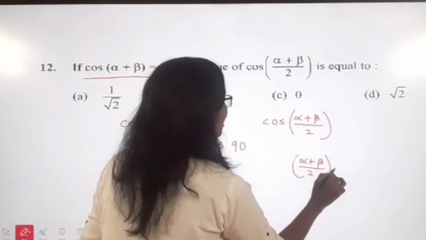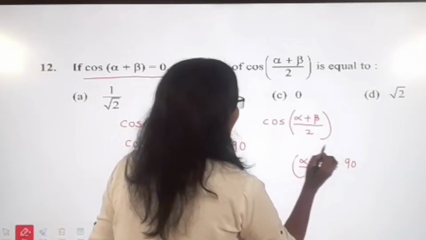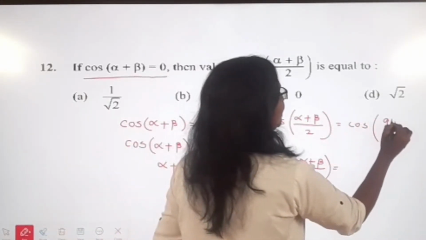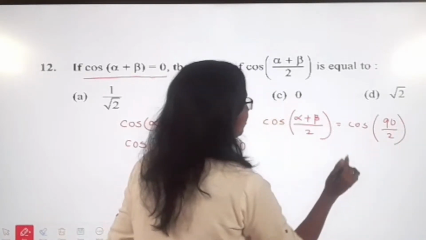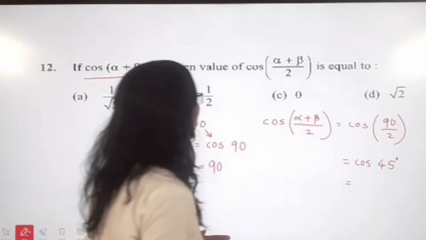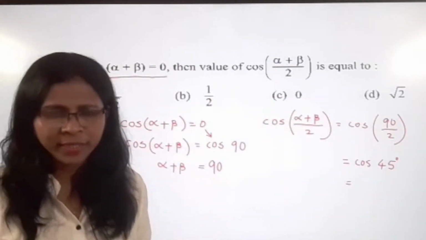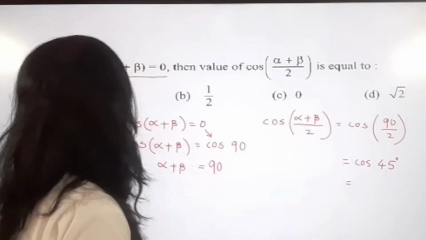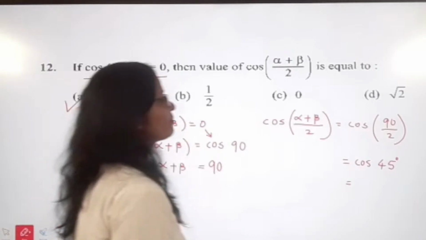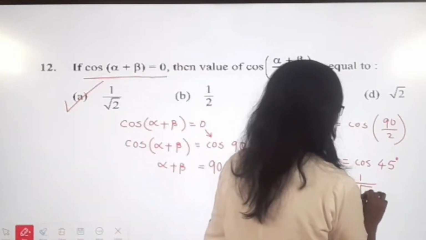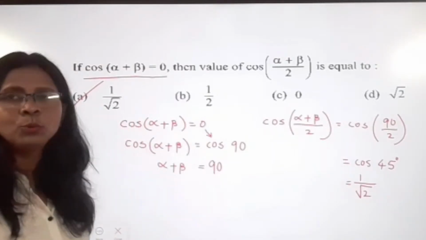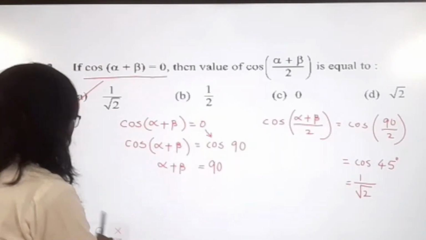So (alpha plus beta)/2 means cos(90/2), so directly we can write cos 45. Now cos 45 degrees is equal to 1 upon root 2. So the correct option is A, 1 upon root 2. The next one.